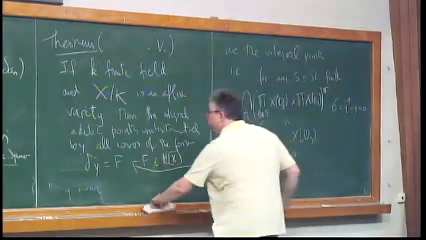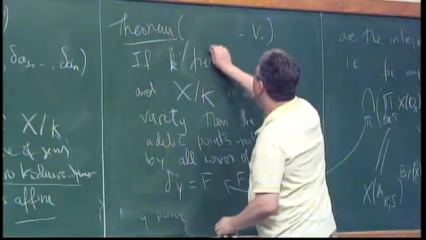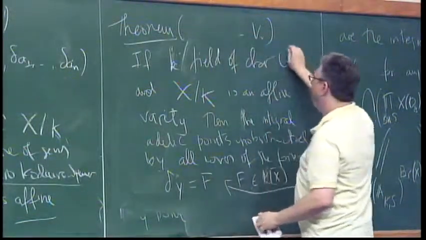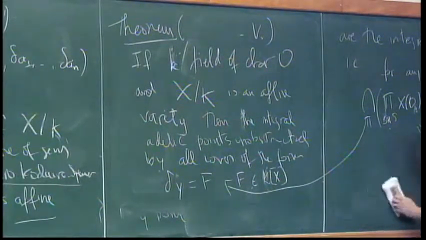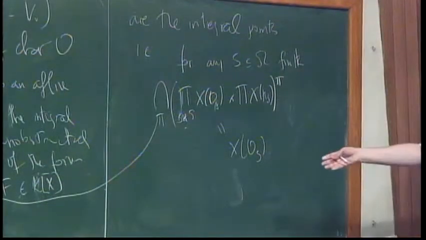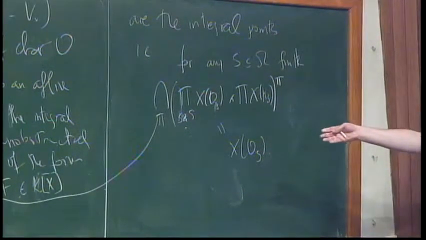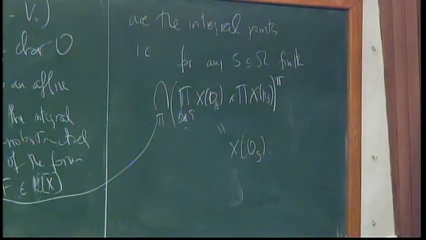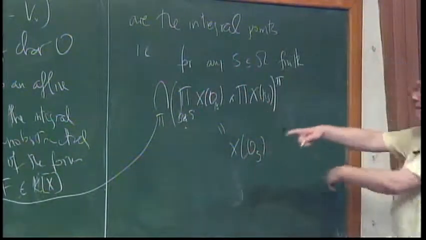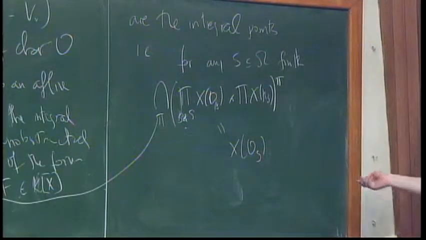So if K is a field of characteristic 0 and X is an affine variety, then the integral adelic points are obstructed by all the covers, all differential covers in that sense. I don't have a Brauer group interpretation, unfortunately. I'm erasing it because I don't want to make false claims. I'd love to have an interpretation of this in terms of Brauer groups. So that's the theorem, and the proof is the same.